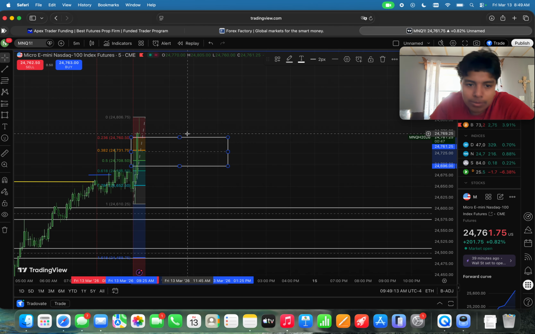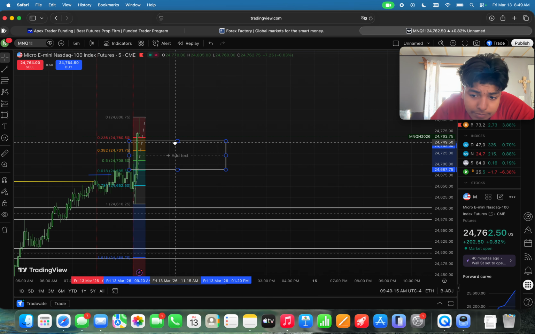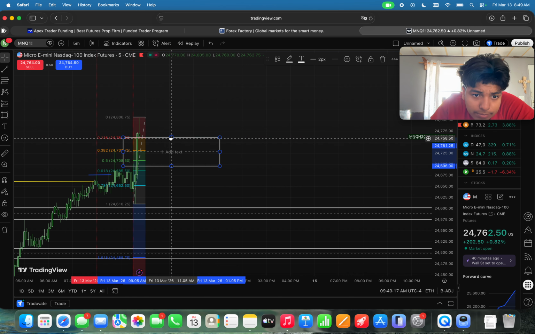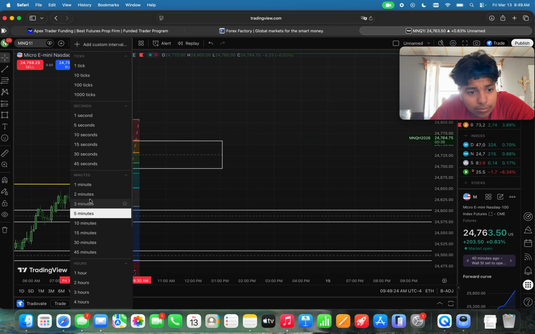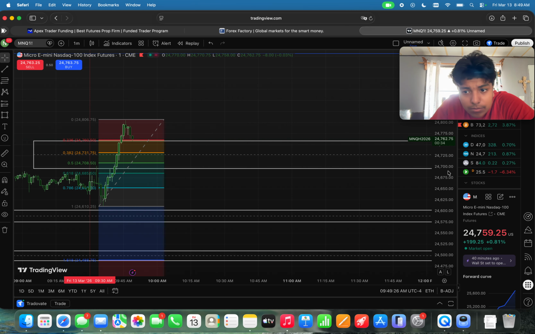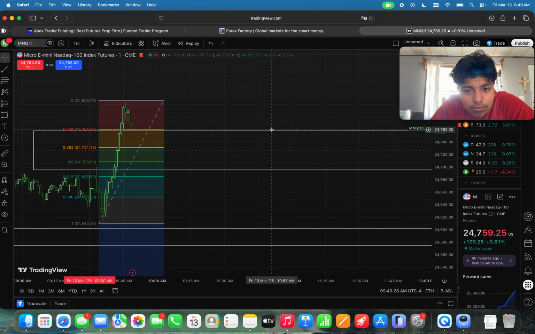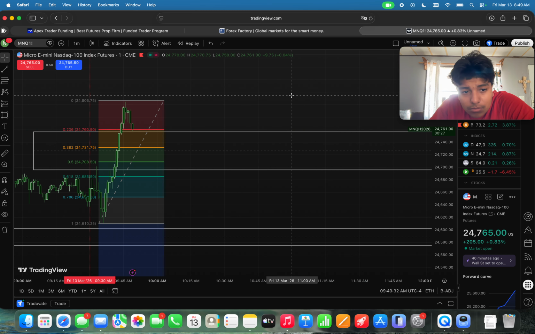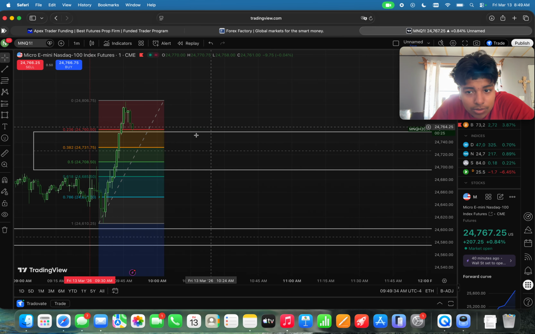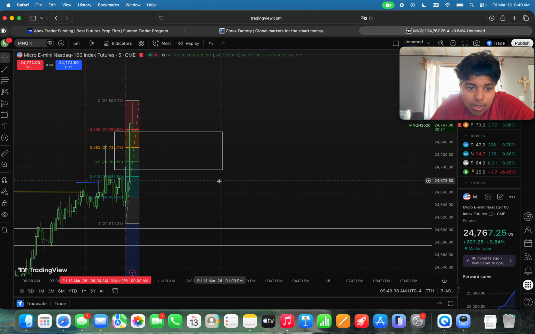Candle's about to close in a minute. Price is starting to go down, so hopefully we can get it into this fair value gap and possibly take a trade after that.